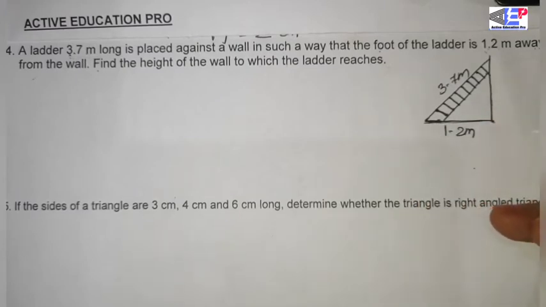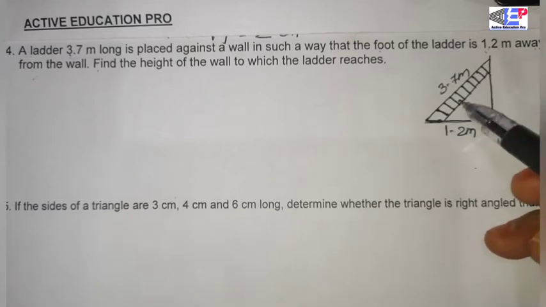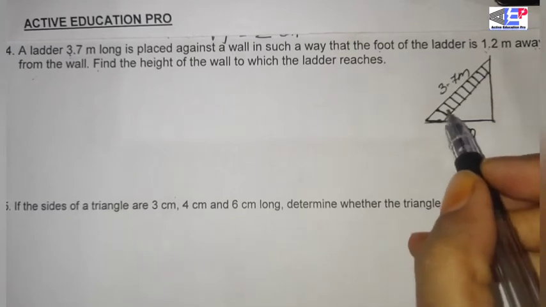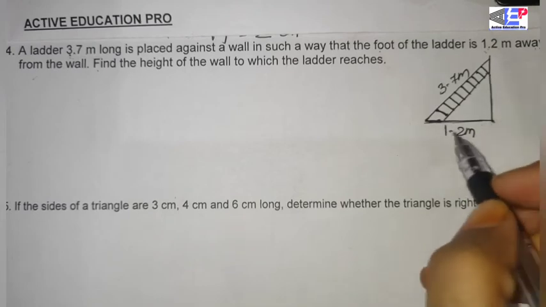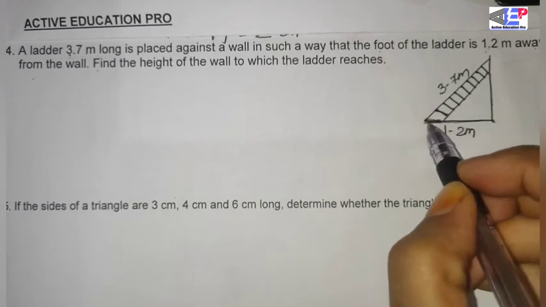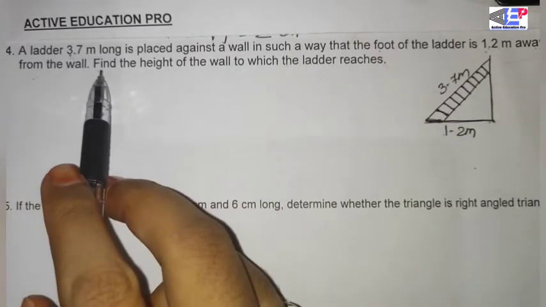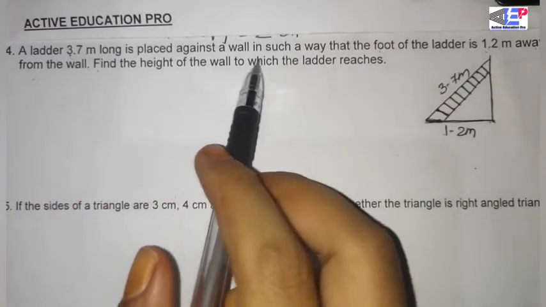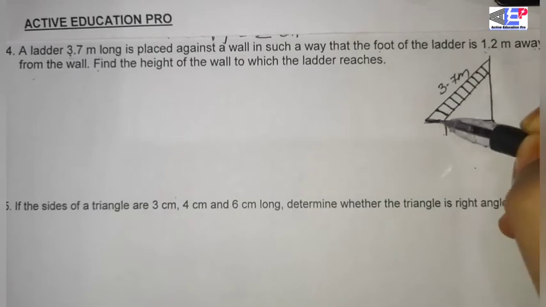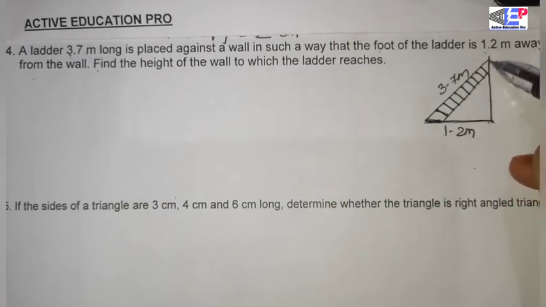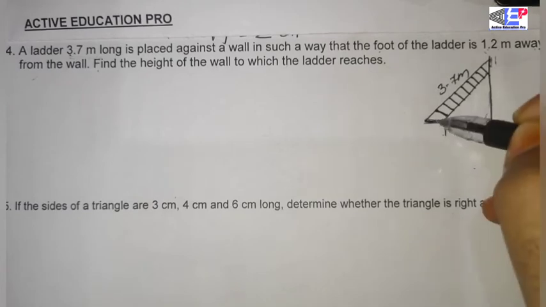Again I repeat, as per the clues given in the question, the length of the ladder is 3.7 meter, whereas the distance between the foot of the ladder and the foot of the wall is 1.2 meter. Now the question is: find the height of the wall to which the ladder reaches. The ladder from the base reaches this point on the wall, and this is the height of the wall where the ladder reaches.